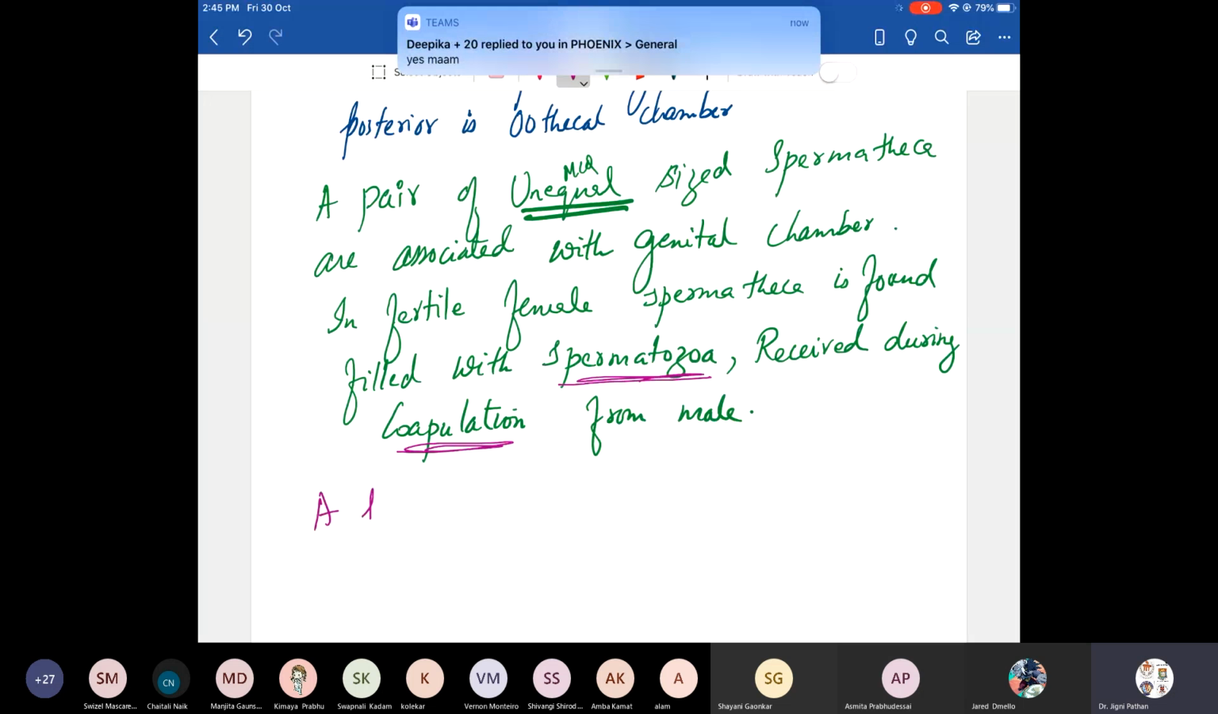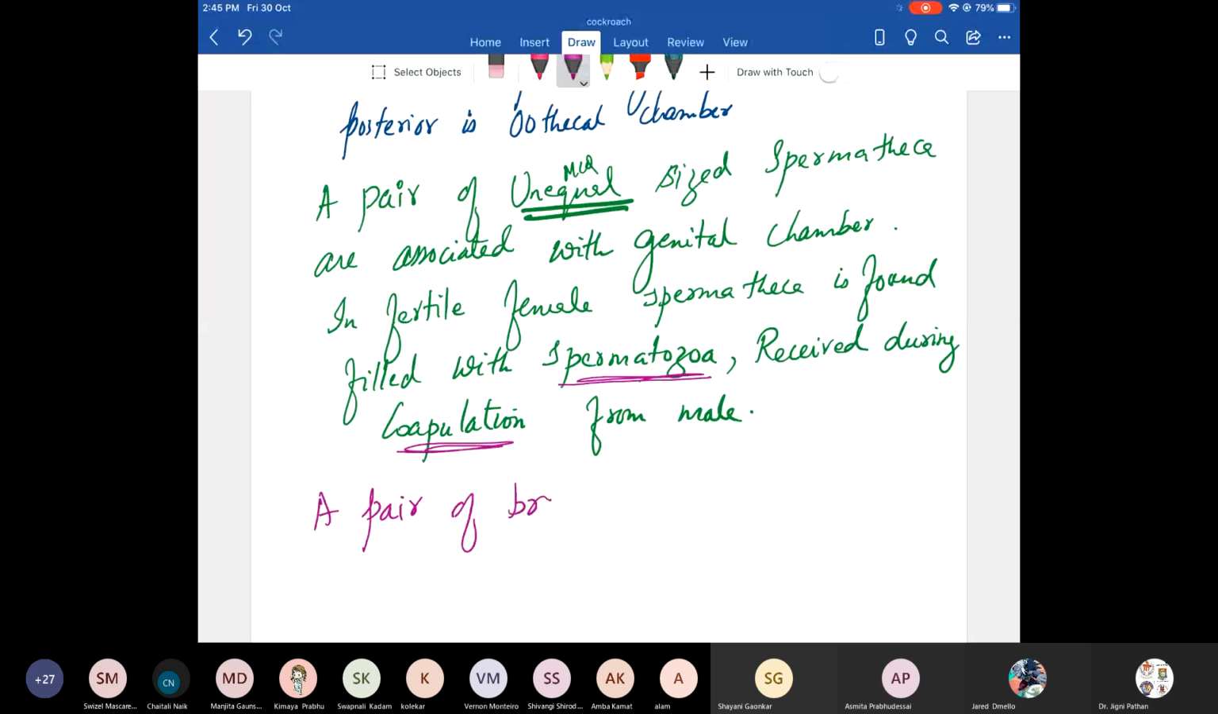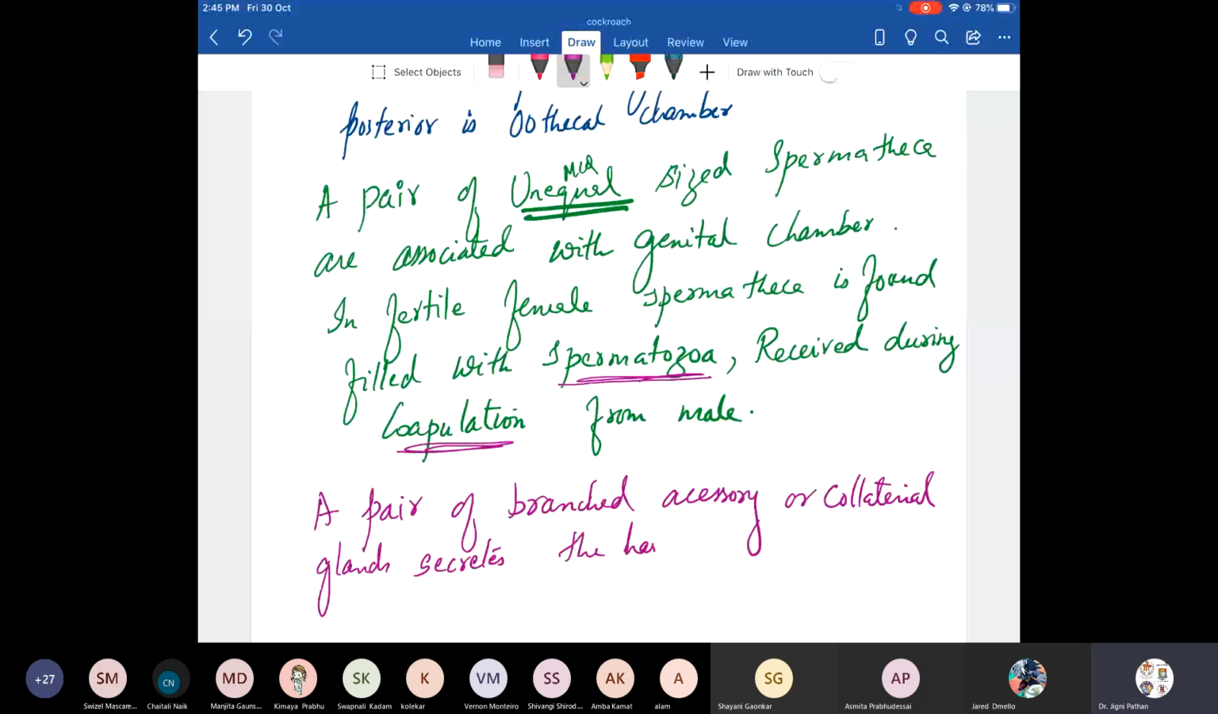Next, a pair of branched accessory or collateral glands secretes the hard egg case or ootheca around a group of fertilized eggs.